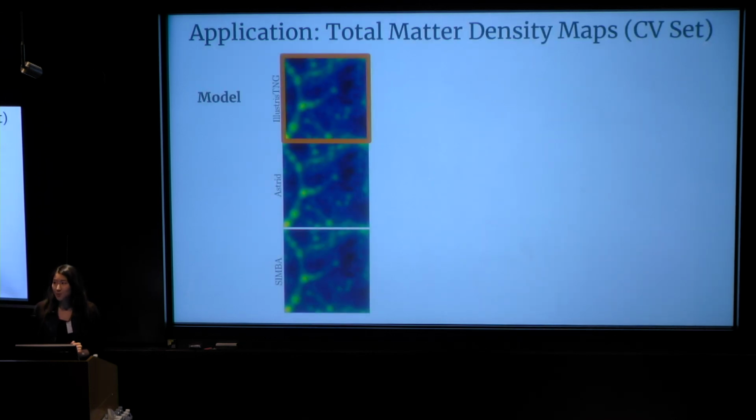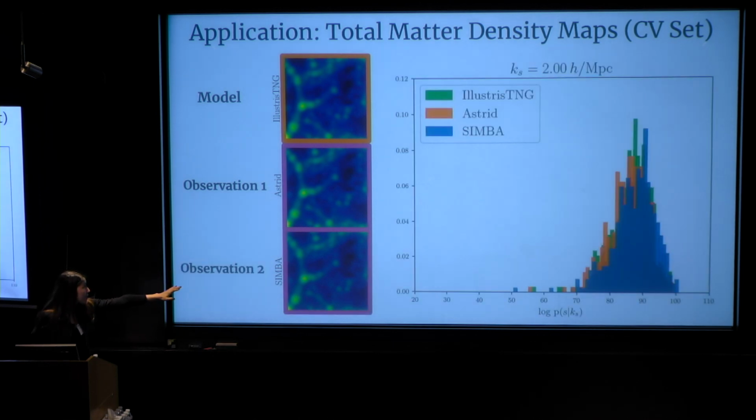So now we're going to move on to the evidence of the summary statistics. Once again, we're using the IllustrisTNG simulations as our models. And then for observations, we could use a simulation like Astrid or SIMBA. So this is a plot that shows the distribution of the log of the evidence of the summary statistic for these three different simulation suites. And what we can see is that for this level of smoothing, the distributions of the evidences of the summary statistics mostly overlap, and there are no significant differences.